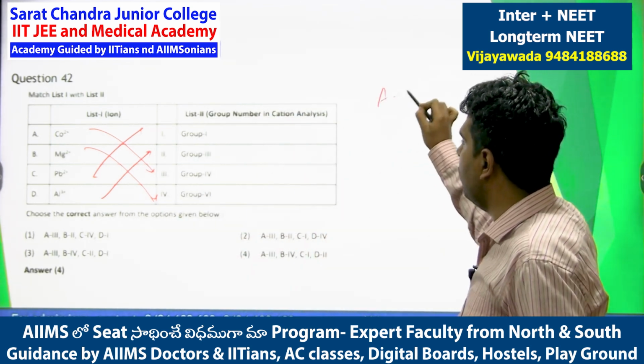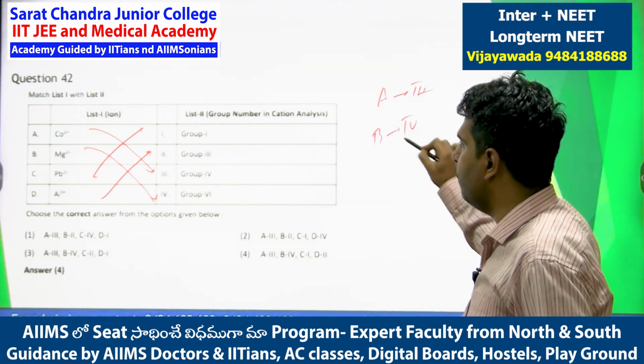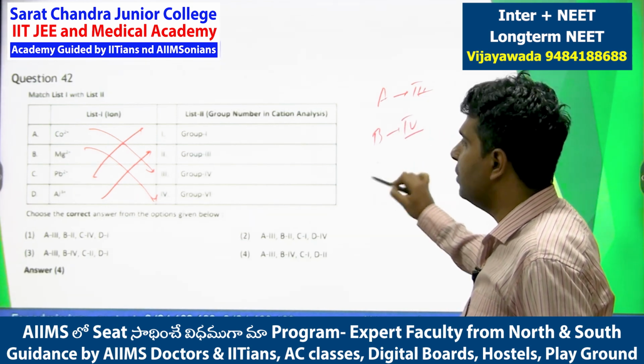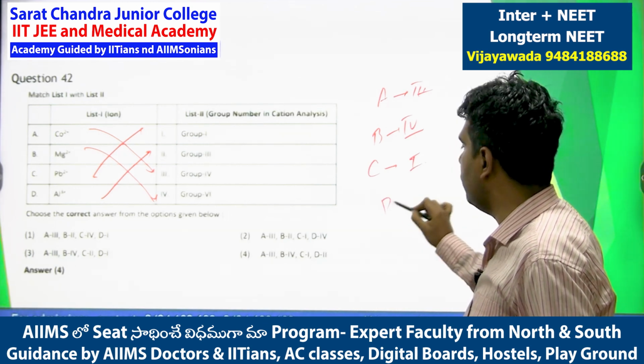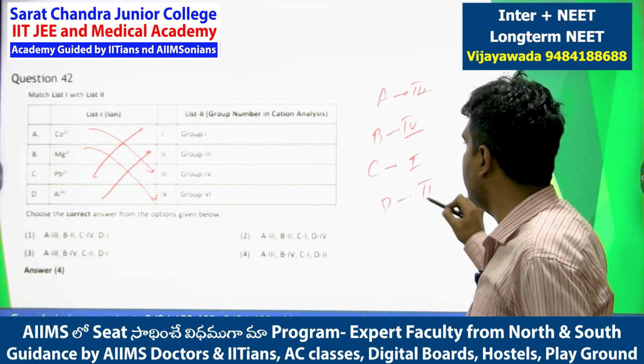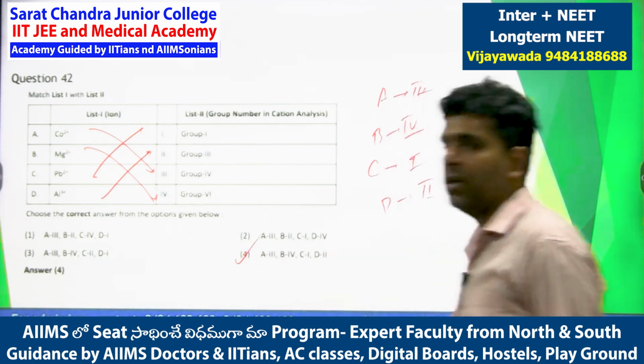So A corresponds to 3, B corresponds to 4, that is group 6, C corresponds to 1 and D corresponds to 2. A-3, B-4, C-1, D-2, that is the 4th option, which is the answer.